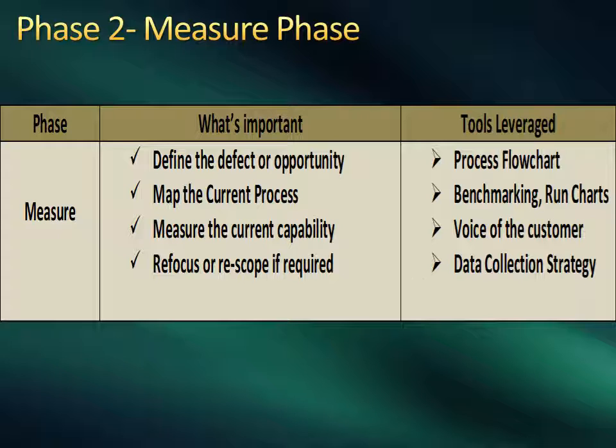Okay, so moving on to the measure phase. What's important as part of this phase? The first thing, probably the most important, is you need to define the defect or the opportunity, right? You need to measure the baseline of the process and the data on its critical metrics. Outline the current process, measure the current capability of the process, refocus or rescope if required. If that process needs to be redefined, then this is where you should do it.